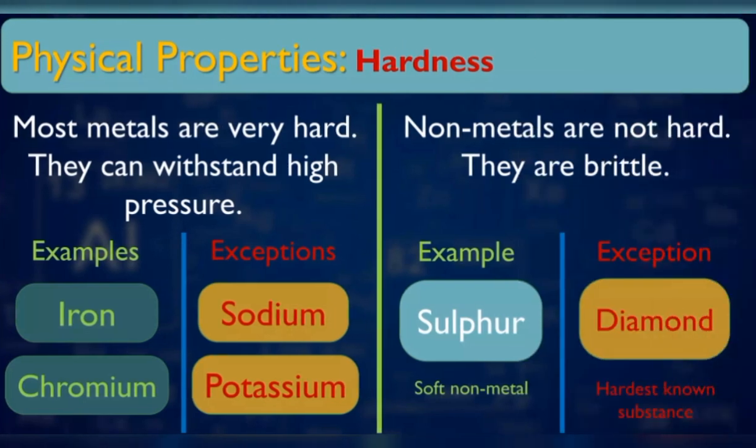Next property is hardness. So most of the metals are very hard. They can withstand high pressure. Examples are iron, chromium, etc. And non-metals are not hard, they are brittle. Brittle is something that can be broken easily when pressure is applied. So example is sulfur.